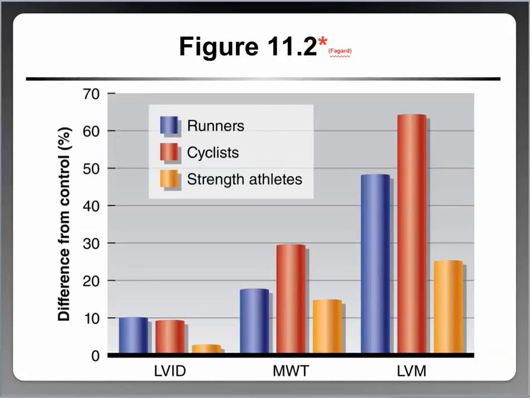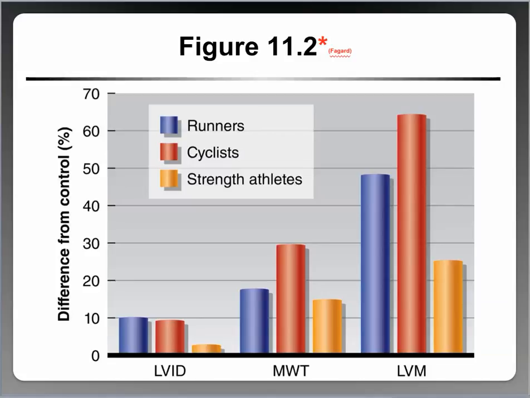And I think your textbook might have included resistance-trained individuals in this section to kind of set up this particular slide. This figure is reproduced from the Fagard article, which we'll read in class and we'll discuss. But basically they looked at runners and cyclists, which are your endurance-trained athletes, and then they looked at strength athletes, which are your resistance-trained, and they looked at different measures associated with the heart.